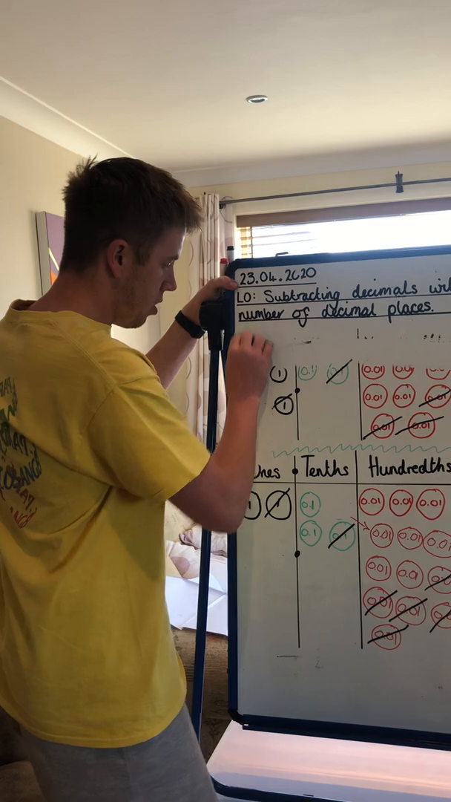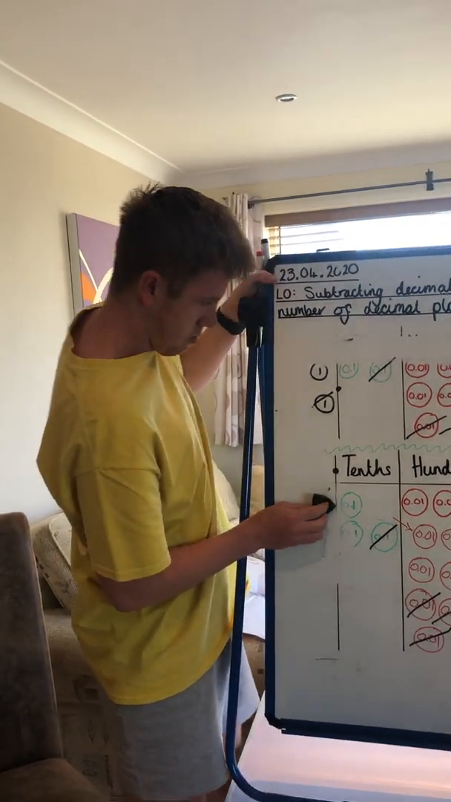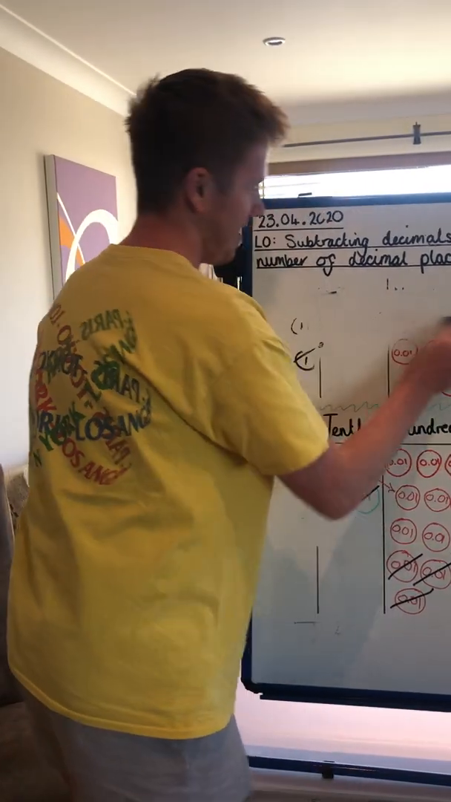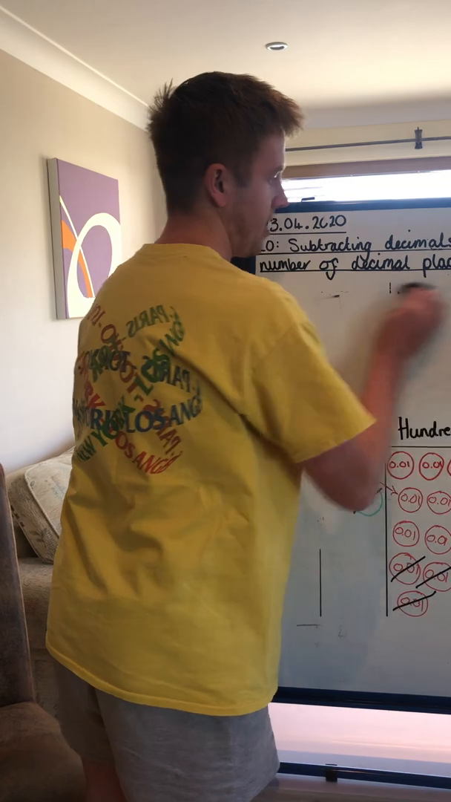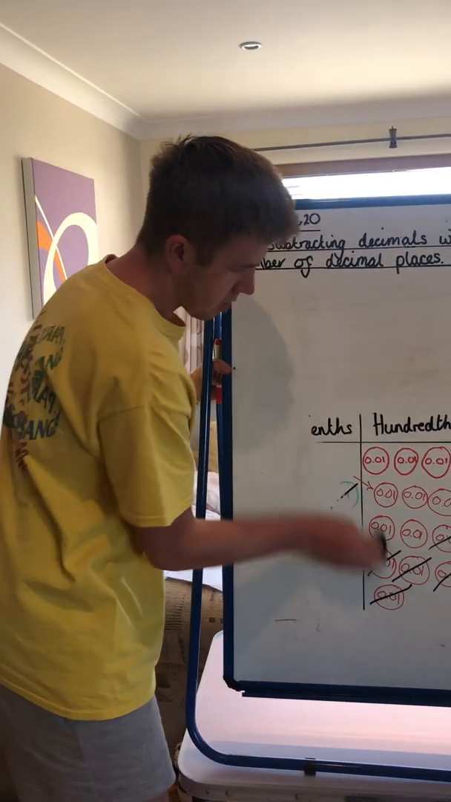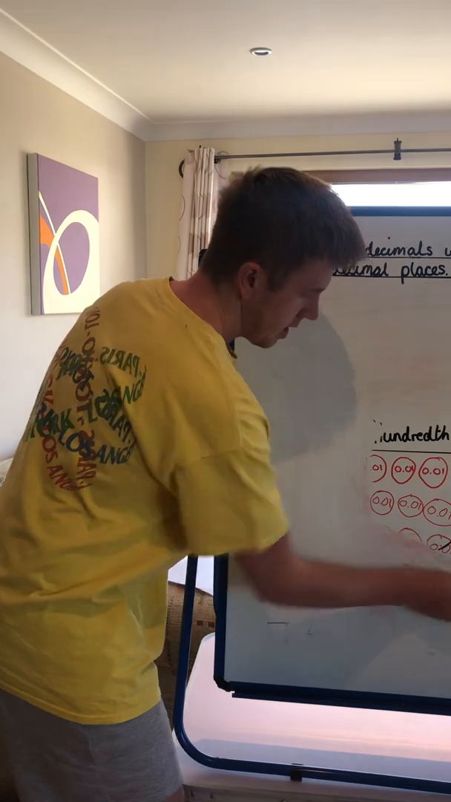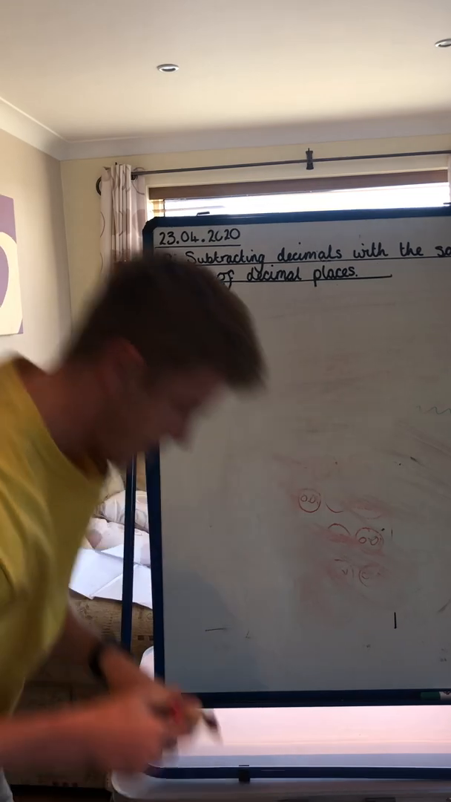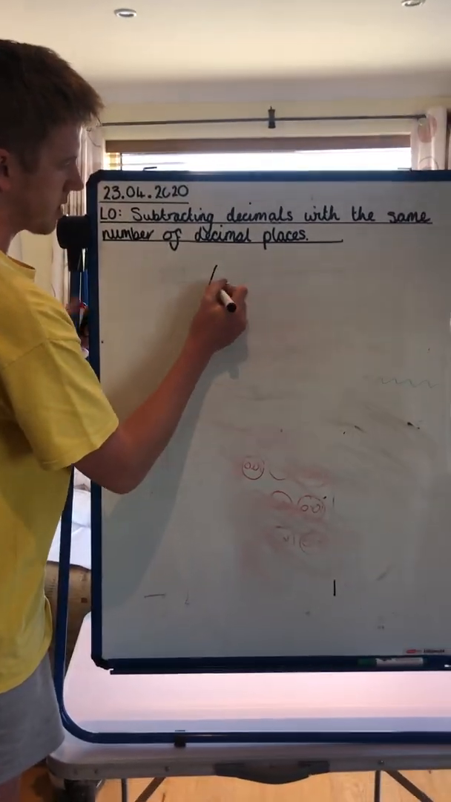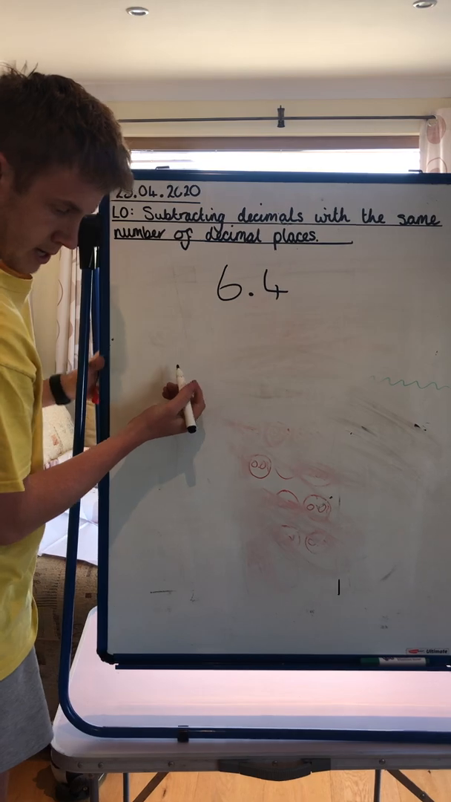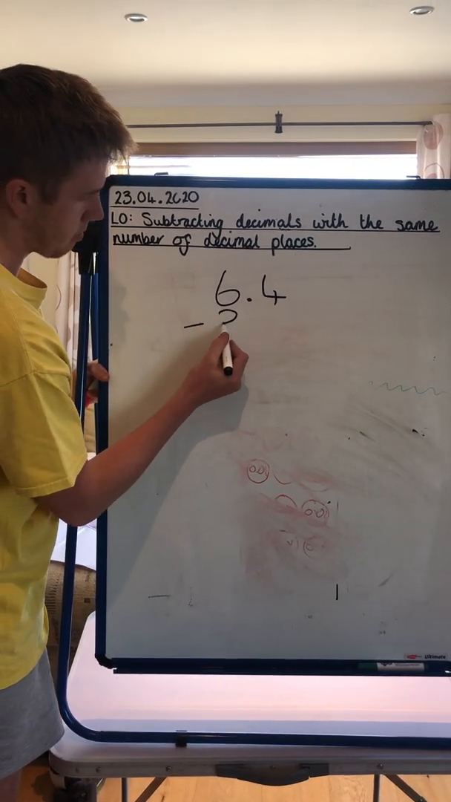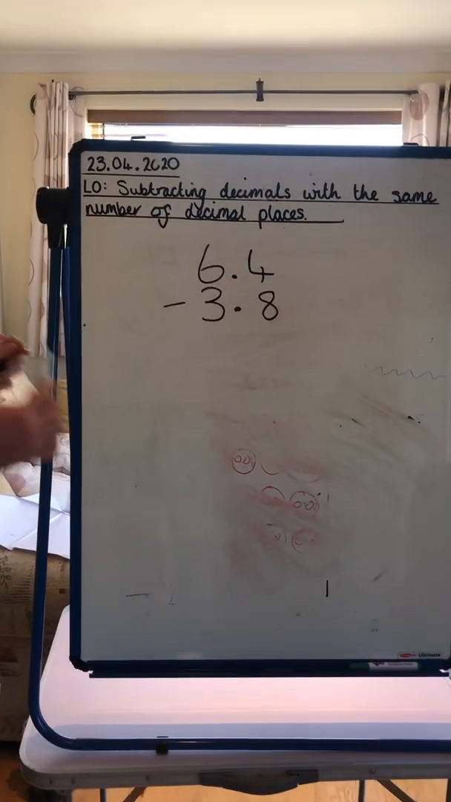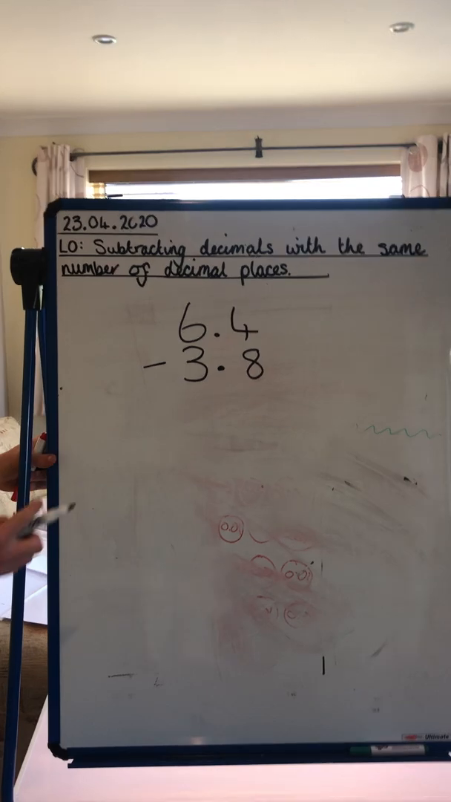Okay. Right. We have looked at using the place value chart now, but now we're going to use the column method. Ooh, some slight problems there. Okay, so we're going to use the column method, and you all know how to use the column method for subtraction, okay? So the first question that we look at is going to be 6.4 take away 3.8.